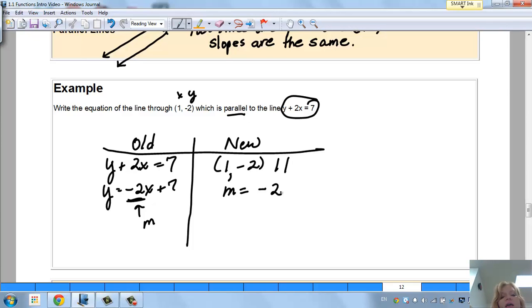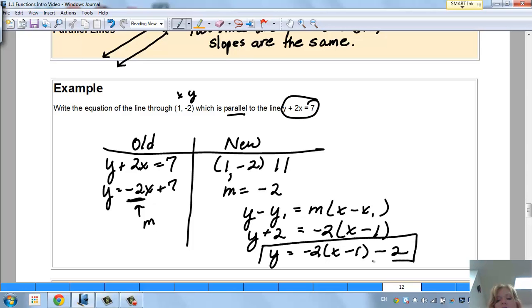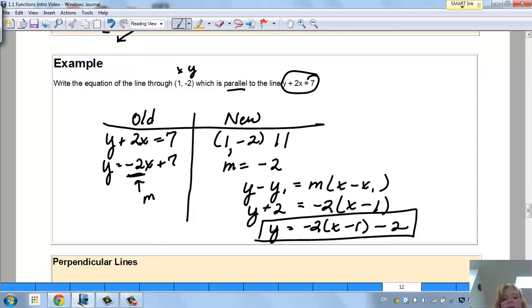Now I'm all set. I have slope and I have a point, so I can use the point slope form. y minus y1 equals m times x minus x1, and I can plug that in and come up with a line. y, and it's going to be plus 2 because it's a negative 2 for the y. Slope is negative 2, x minus 1. So now I have y equals negative 2, x minus 1, and I'm going to move that over and make it minus 2. Okay? There's your new line. So if you set it up this way, the only thing you need from that old line is the clue of the slope. It doesn't matter anything else. And so I bring it over here, and then I have my new line. All right? Let's try another one.